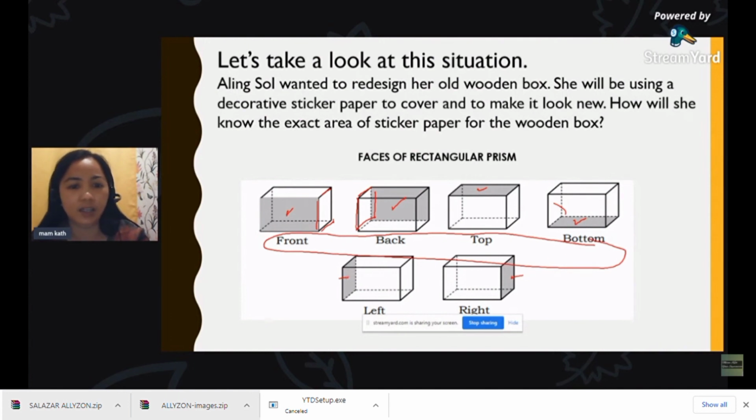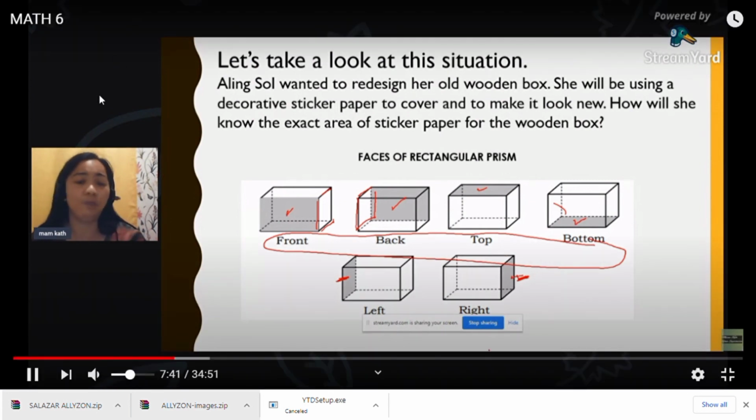And here are the other faces. We have the left faces and the right faces. Sila yung magkatulad. So, ito yung mga faces na dapat makover or malagyan ni Aling Sol ng decorative sticker paper. Why do we need to compute for that? Siyempre, to save materials, para hindi masayang yung materials mo, dapat alam mo yung dimensions ng tatakluban nyo. Pangit naman yung patong-patong yung sticker paper, di ba?